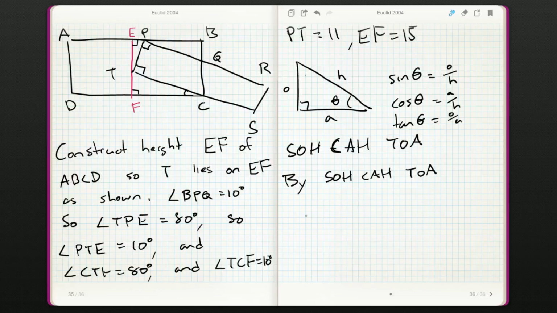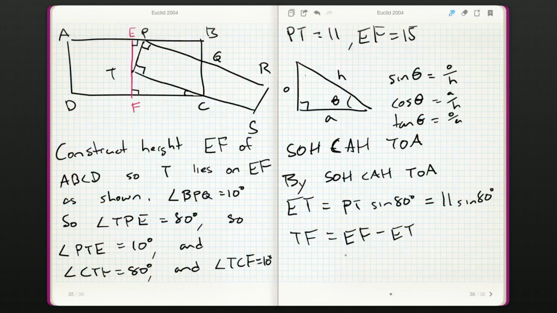Okay, so then by SOHCAHTOA, we can rearrange this and say opposite. So the opposite of this 80, which is ET, is going to be PT times sine 80 degrees. So that's 11 sine 80 degrees. Okay. TF is EF minus ET, so it's 15 minus 11 sine 80 degrees. Alright, so now we've got TF.